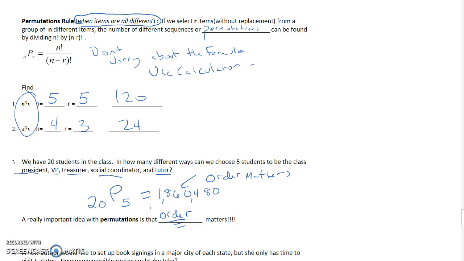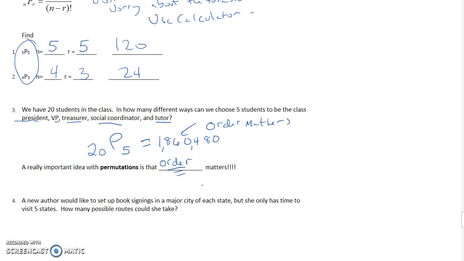So let's look at one more question. It says, a new author would like to set up book signings in a major city of each state, but she only has time to visit 5 states. How many possible routes could she take? So let's just say that we have 5 states: Ohio, Michigan, Indiana, Wisconsin, and Kentucky. And we're going to go to those 5 states.